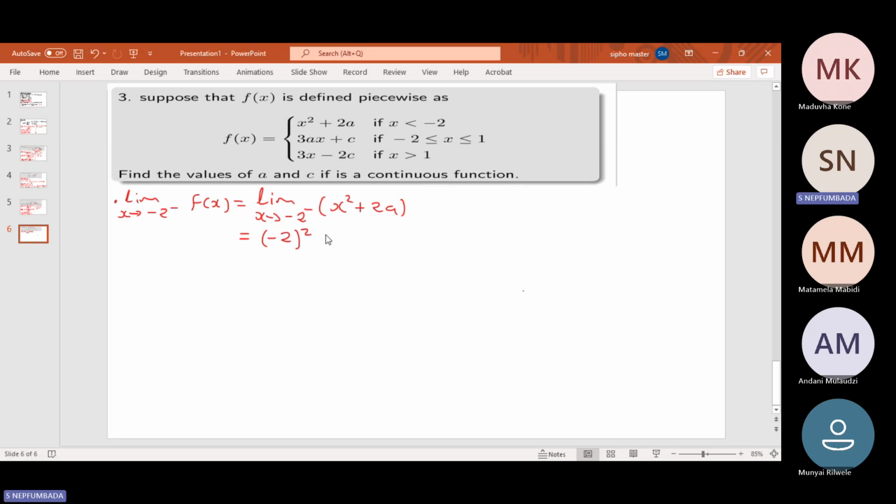Then plus 2a. Then we've got what? 4 plus 2a. Then we're going to get f at minus 2. Because we can see that it is continuing. Is that so? This equals to f at minus 2, which is minus 6a plus c.